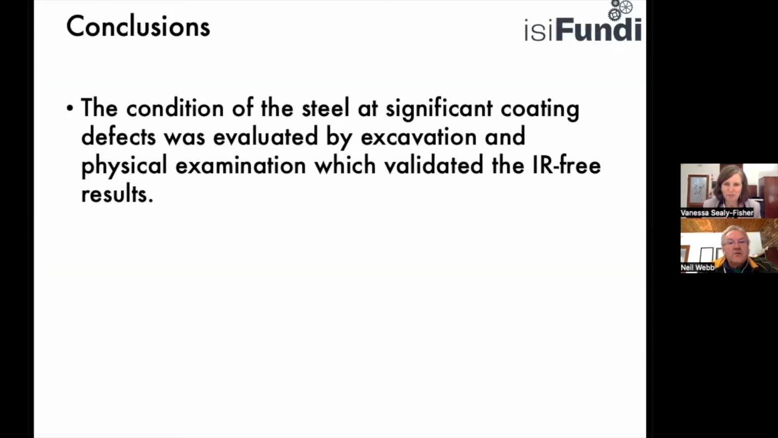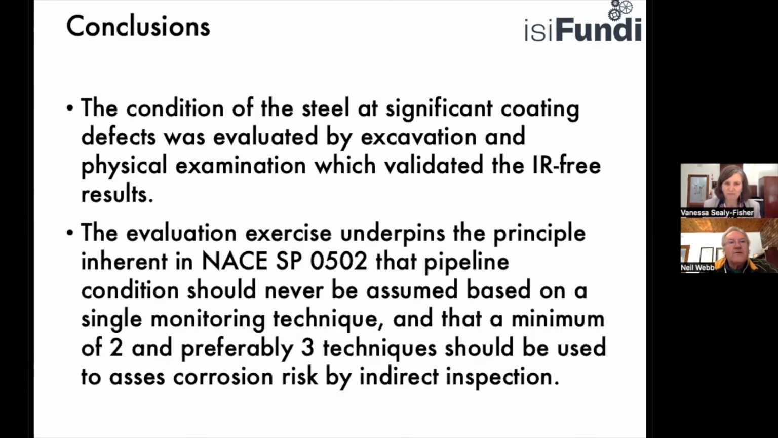So the conclusion of that little exercise was that the pipeline itself was in good condition. It had no measurable metal loss. It validated the indirect assessment methodologies that had been undertaken. And at the end of the day, it really also underlined the principle that you've just mentioned, that you don't make a decision based on a single measurement technique.